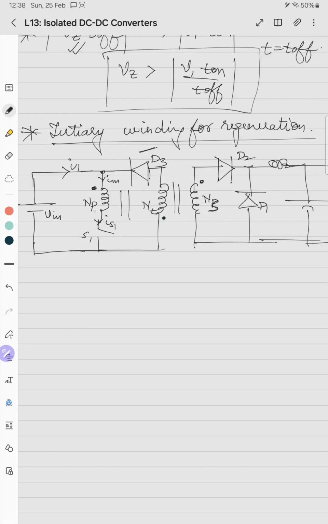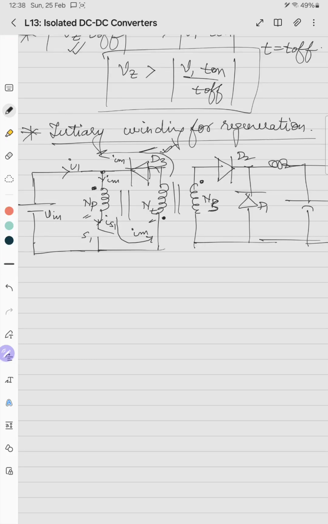During the turn off time, when the switch S1 is off, the current IM should magnetize. So basically NP is there. Whatever voltage was induced across NP, the voltage induced across the tertiary NT will be VP into NT by NP. This particular voltage will be induced across the tertiary winding, and through this tertiary winding the current will flow back to the source. The aim is to make IM flow in this fashion. IM will be forced to turn on the diode D3, so IM will flow through the diode D3 and go back to the source like this. This is IM, and it should go back to the source.